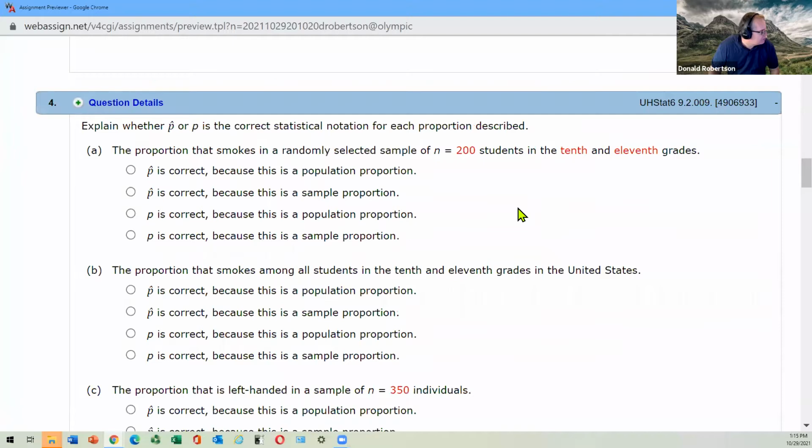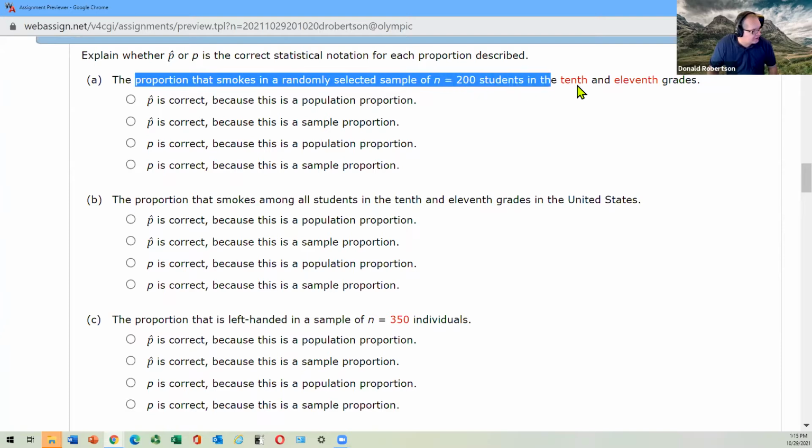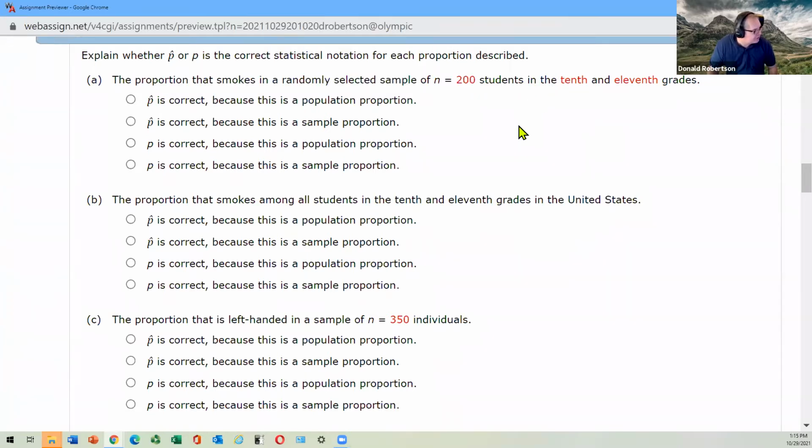You can go through that one. Okay, this one, you don't even need to read the story. Well, I guess you could figure it out from the question itself: the proportion that smokes in a randomly selected sample, right? The minute you say it's a sample, aren't you going to pick these two? Because it's a sample. And isn't it a sample that comes from this choice?